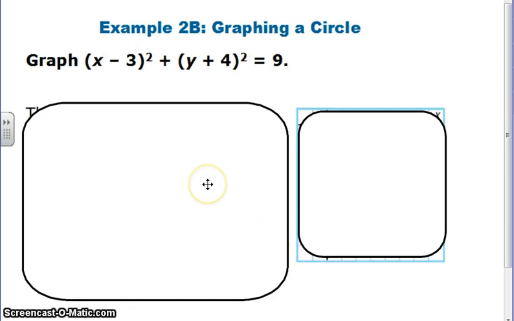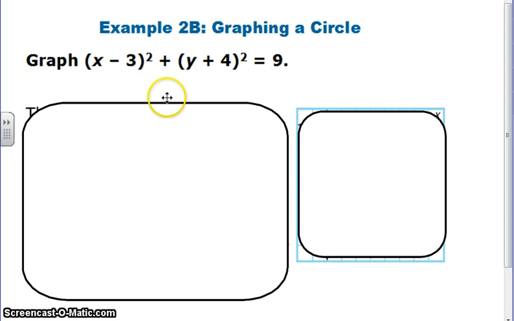Okay, let's try graphing this. In this case, the equation gives us what? What point do we see right away? Hopefully you're saying center point, right? And the center here is 3, -4, right? And then what would the radius be? If 9 is r squared, the radius is 3.